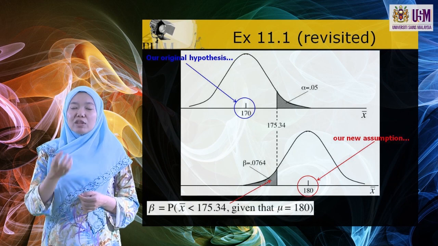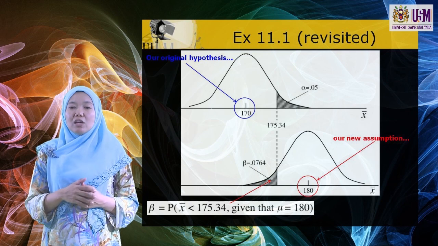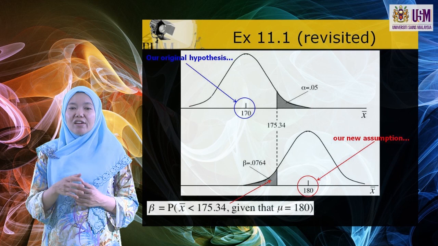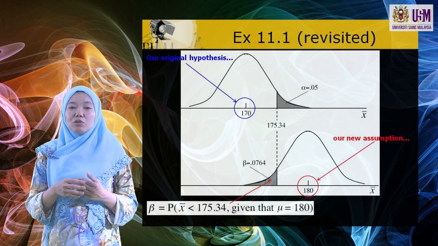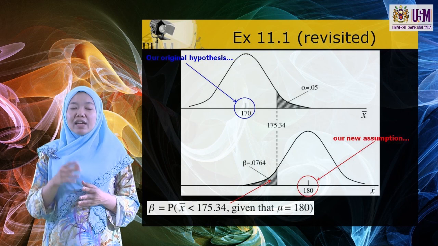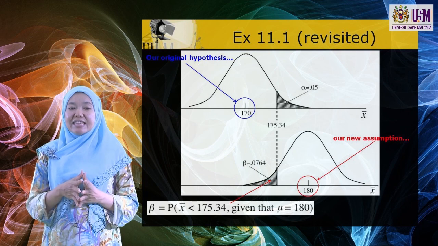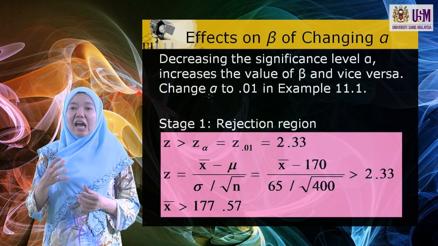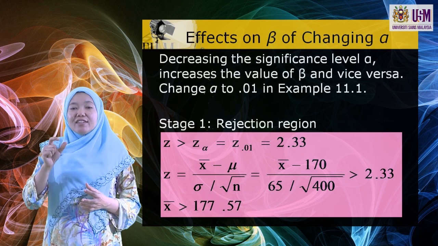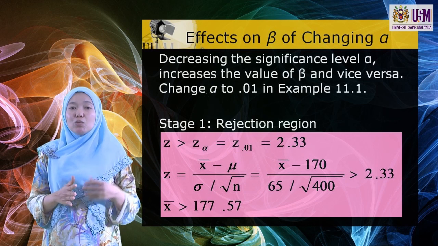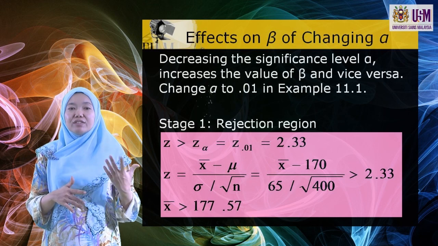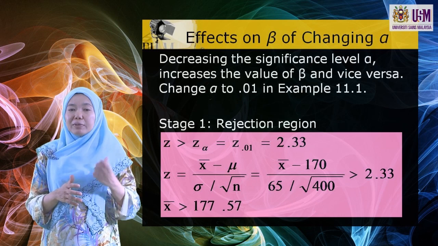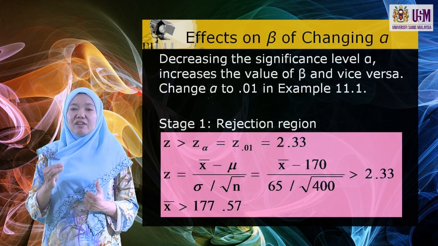So in this case, with a new sketch, with the new assumption, mu equals 180, with the same amount of shaded area, with beta equals 0.0764, so that is for mu equals 180. Now, we are going to look at the effect on beta as a result of changing alpha. Decreasing the significance level of alpha will increase the value of beta and vice versa. So, let's change alpha from 5% just now to 1%, or 0.01, in example 11.1.